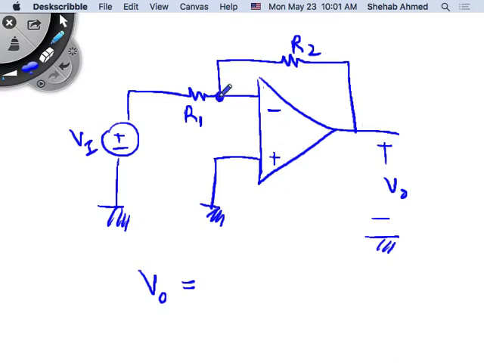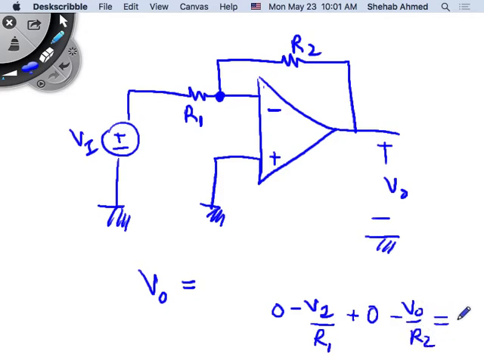Yeah. And then I was like, minus V0 over R2 minus V1 over R1 is equal to 0. Basically, just nodal analysis. Voltage at this node is 0. So it's 0 minus VI over R1, and then 0 again minus V0 over R2 equals 0. And if you rearrange, you will find it.